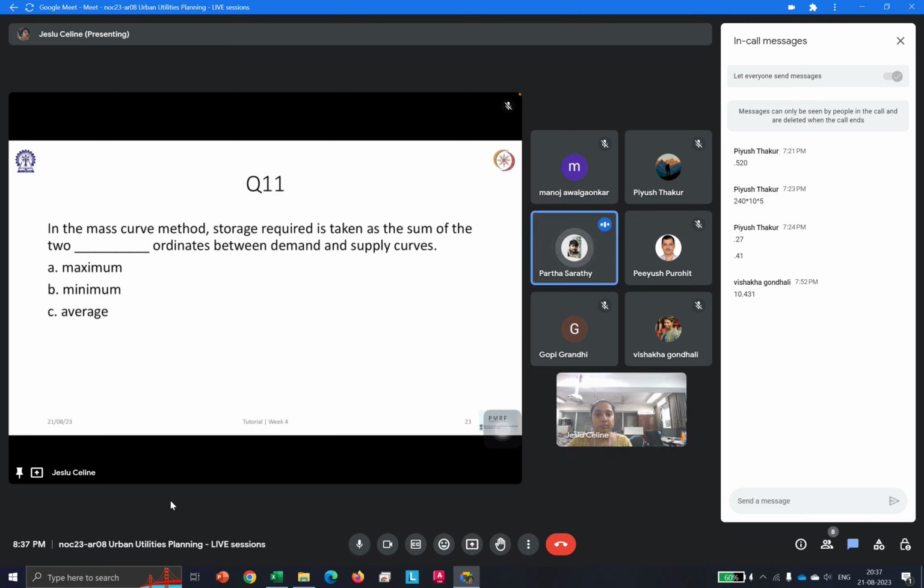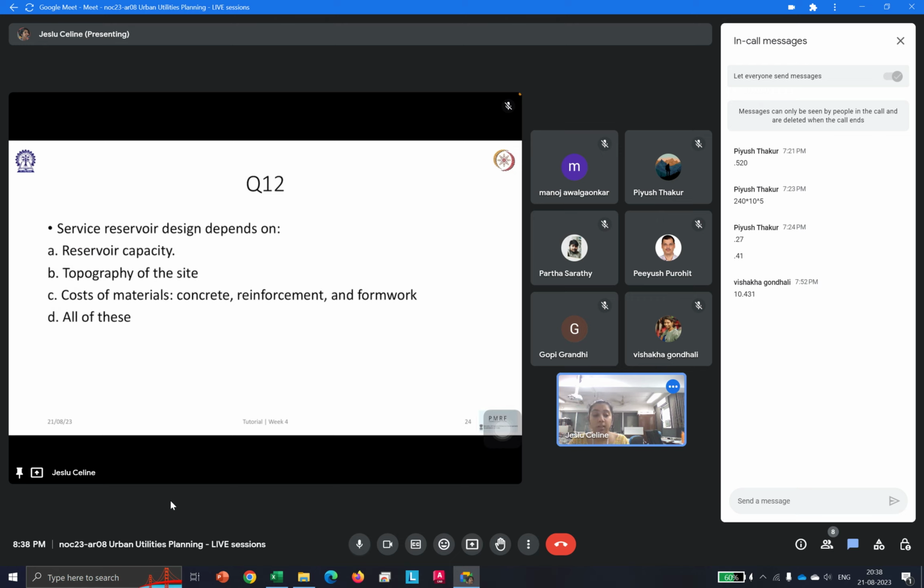The maximum. So this we have already discussed. Because we already solved the question with the mass curve method, we already saw that we take the maximum value. We don't take the minimum value. So if this is demand, this is supply, and this is demand, we always take the maximum. So the answer is maximum in this case. Good. Let's go to the next question.